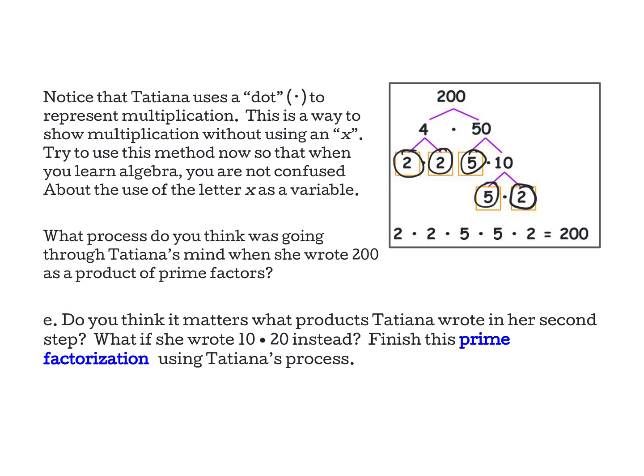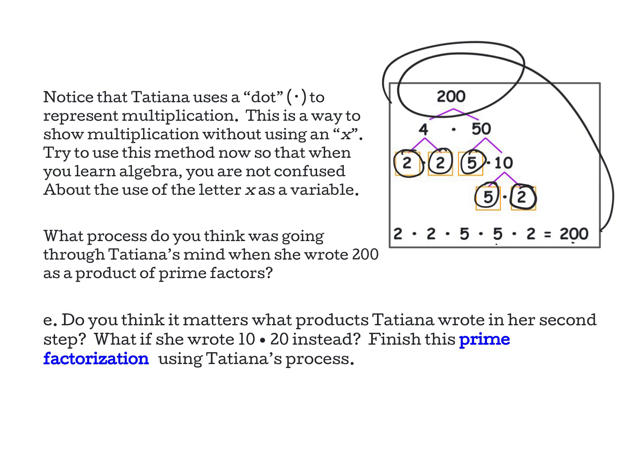2 times 2 is 4. 4 times 5 is 20. 20 times 5 is 100. And 100 times 2 is 200. So once she got the number 200 all down to prime factors, if you multiply those together, you get your starting number.